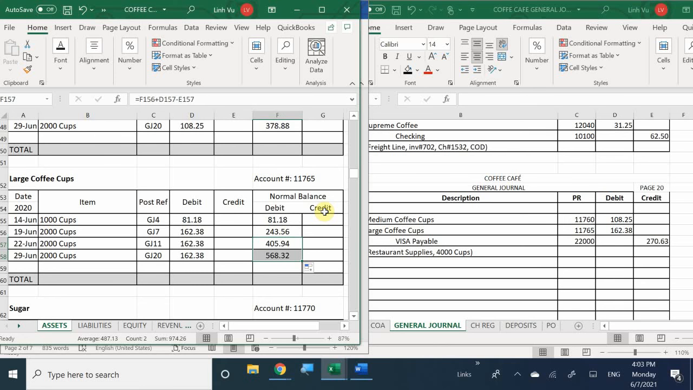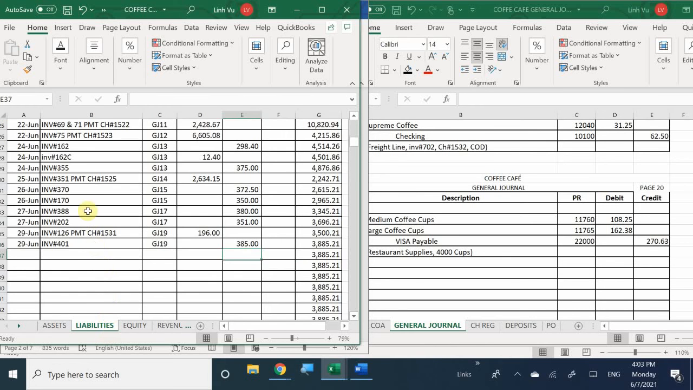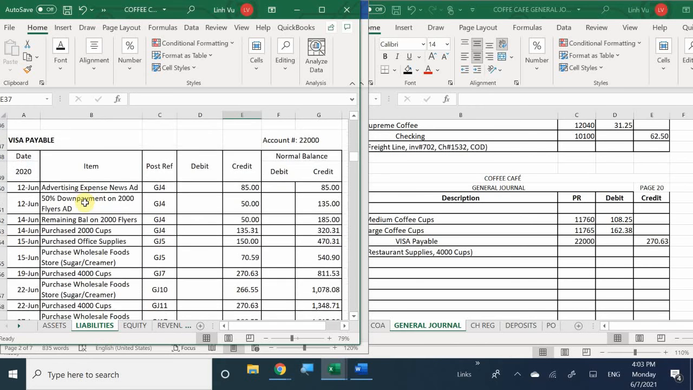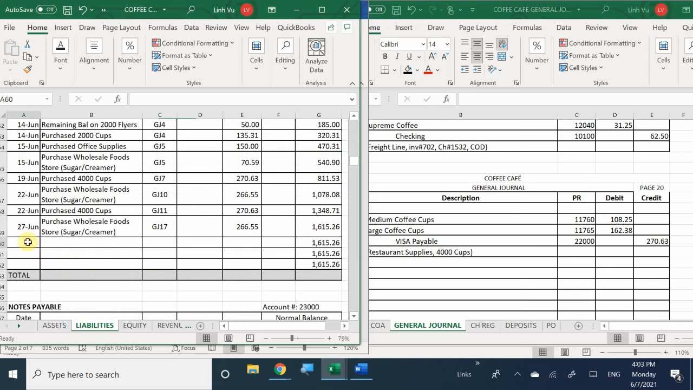I'm good. Okay, then we'll go over to liabilities under Visa payable. 6/29. Restaurant supplies, 4,000 coffee cups. GJ20 for a credit of 270.63 brings balance to 1,885.89.